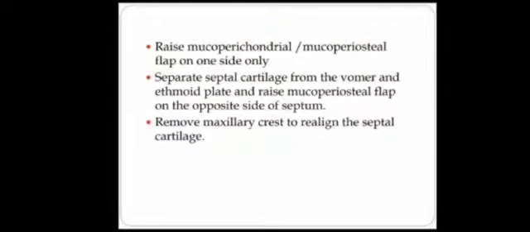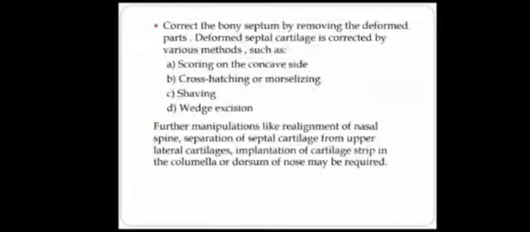Raise the mucoperichondrial or mucoperiosteal flap on one side only. Separate the septal cartilage from the vomer and ethmoid plate and raise the mucoperiosteal flap on the opposite side of the septum. Remove the maxillary crest to realign the septal cartilage. Correct the bony septum by removing the deformed part.